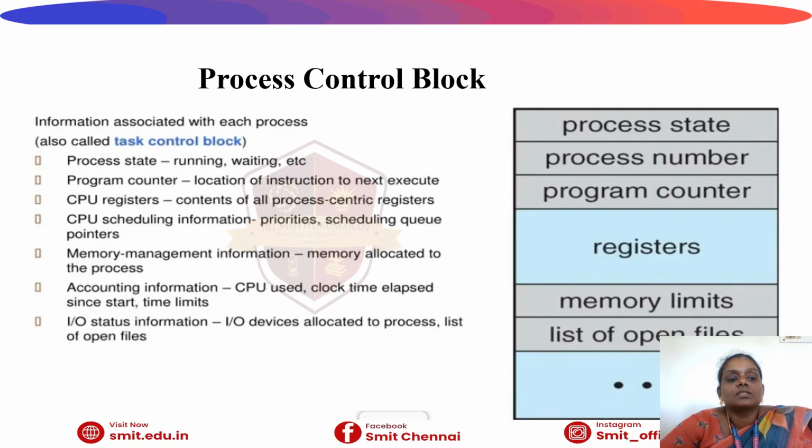And then process control block. What is process control block? It is nothing but a data structure that stores all information about your process. It contains process ID, process state, program counter, CPU registers, memory information. It is like a student ID card. The student ID card contains name, roll number, class, attendance, etc. So that is called the process control block.